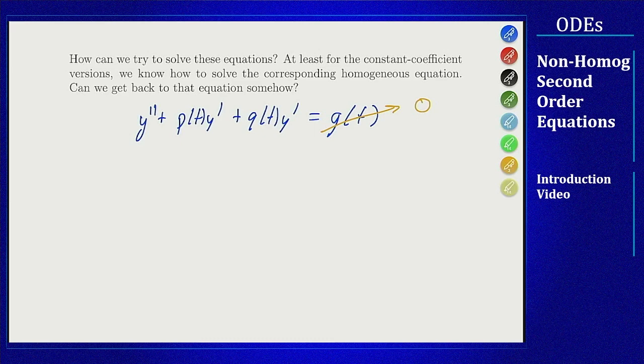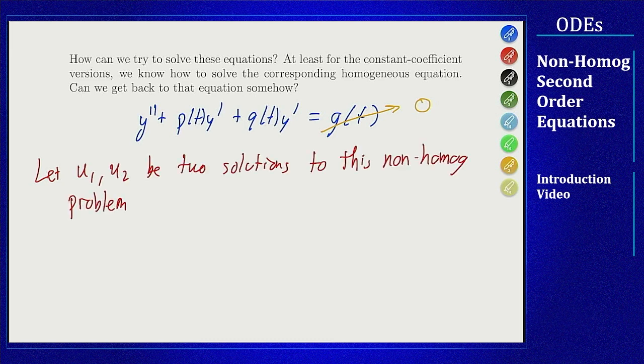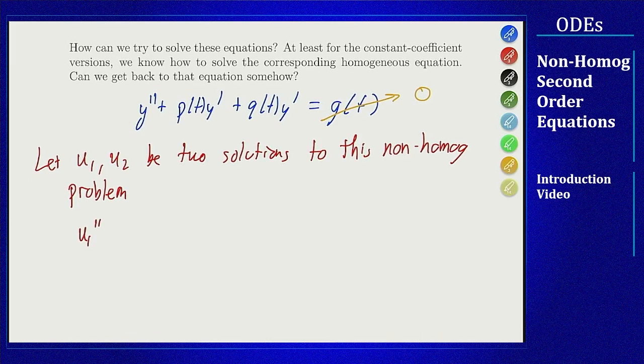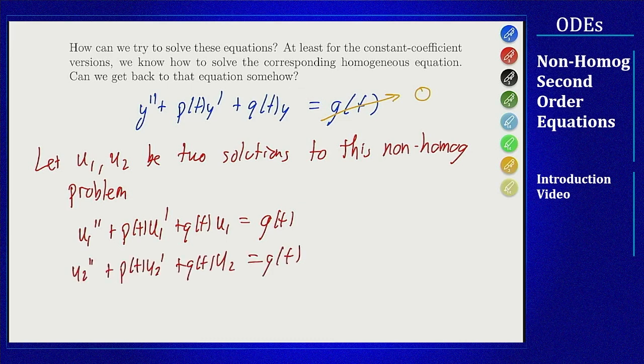The key thing that's going to help us here is the fact that we are starting with a linear equation, and so all of our linearity principles hold. The key point here will end up being superposition. So we're going to let u1 and u2 be two solutions to this non-homogeneous problem. What that means is that u1 double prime plus p of t u1 prime plus q of t u1 equals g of t. Also going to correct myself, there should not be a prime on this exponent up here. And similarly for u2. Now, I want to get to a 0 on the right-hand side, so let's subtract these two equations and see what happens.